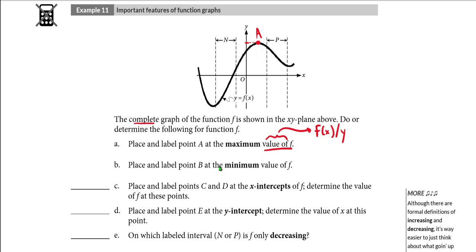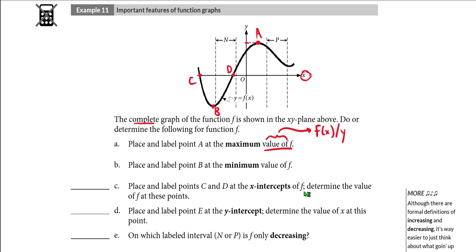The minimum, we're going to do point B at the minimum. There's the minimum value of f right there. Place and label points C and D at the x-intercepts. Well, that's easy. X-intercepts just means where the function hits the x-axis. This function hits the x-axis at 2 points, there and there. So those will be points C and D, the x-intercepts.